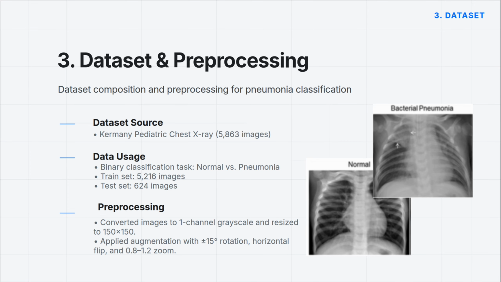Next is the dataset and preprocessing. We use the Kermany Pediatric Chest X-ray dataset, which contains about 5863 images, including 5216 training images and 624 test images. The dataset was used for binary classification between normal and pneumonia cases. Before training, all images were converted to single-channel grayscale and resized to 150 by 150. We also applied augmentation techniques on training data, including plus-minus 15-degree rotation, horizontal flip, and 0.8 to 1.2 zoom augmentation.